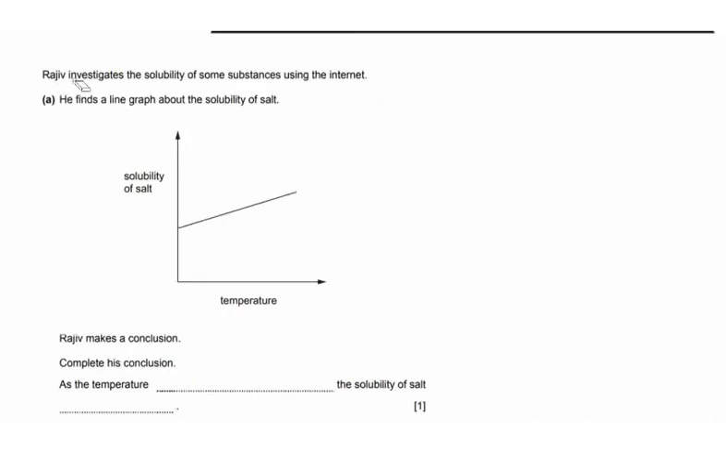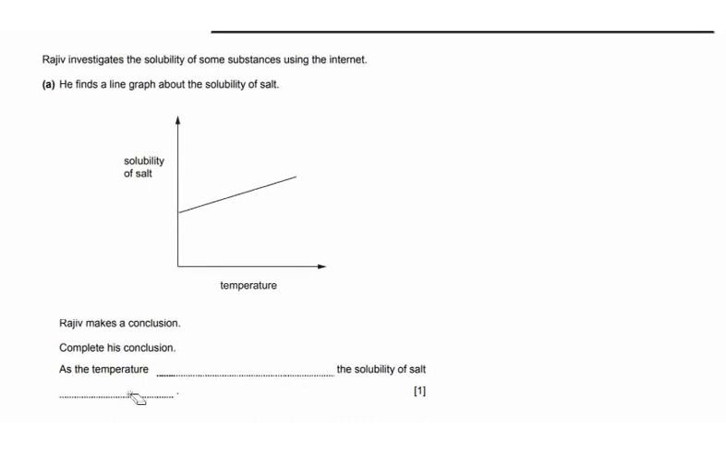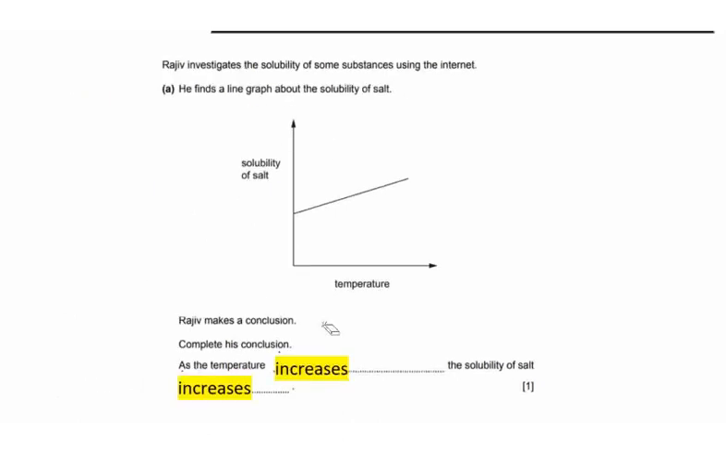Question number 3. Rajiv investigates the solubility of some substances using the internet. He finds a line graph about the solubility of salt. Rajiv makes a conclusion. Complete his conclusion. As the temperature blank, the solubility of salt blank. As the temperature increases, the solubility of salt also increases. We can see the line graph is inclining. Let's move to next question.